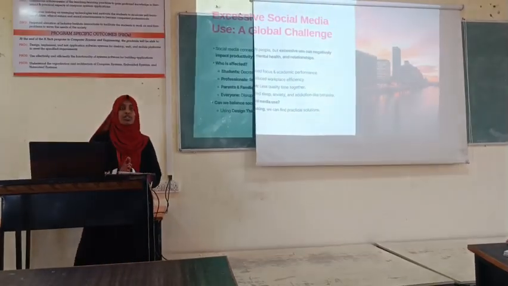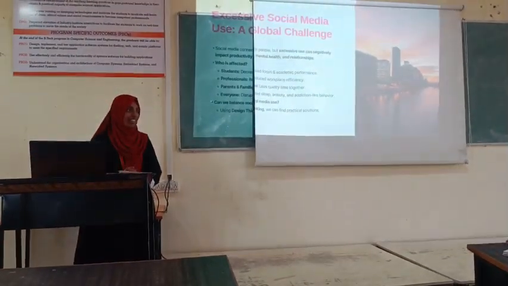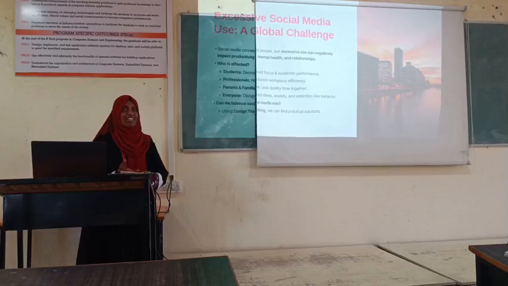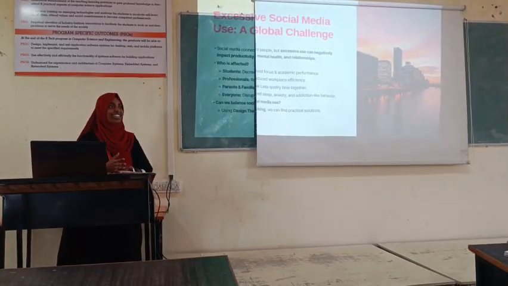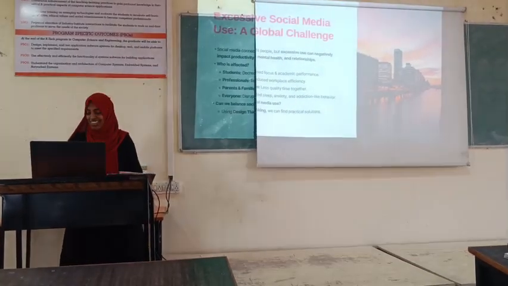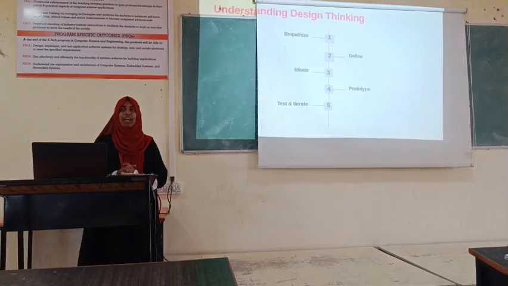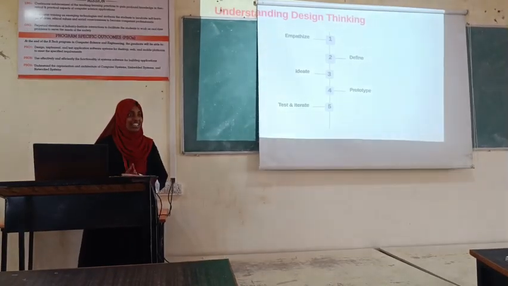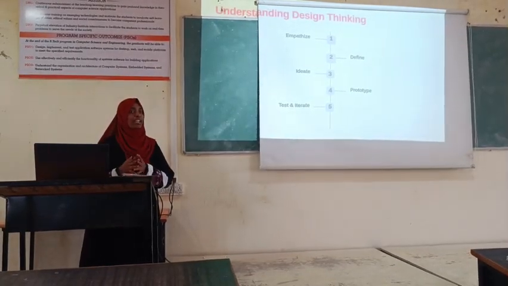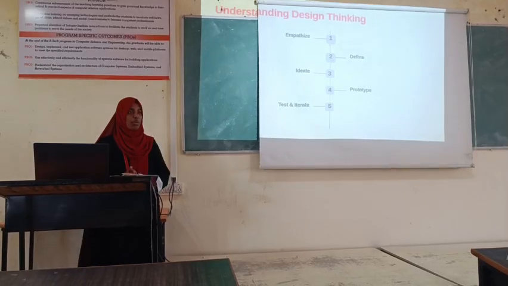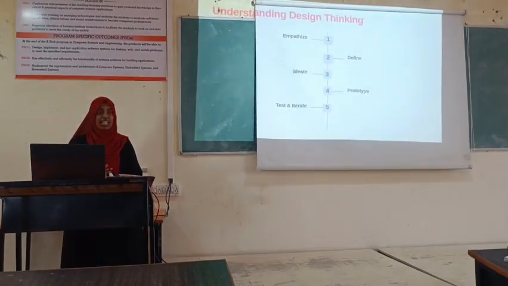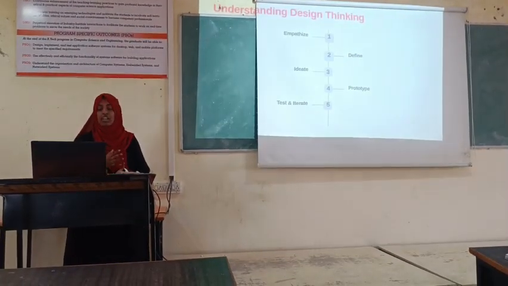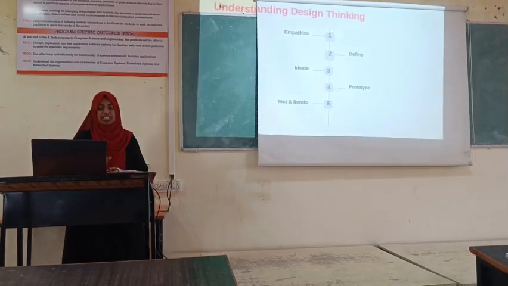I can tell you, social media is just like a knife, which can be used either for cutting vegetables or for committing murder. Okay? Design thinking is a strategy which helps us to find practical solutions for real-life problems. It involves 5 different stages: empathize, define, ideate, prototype, and the last one is testing.